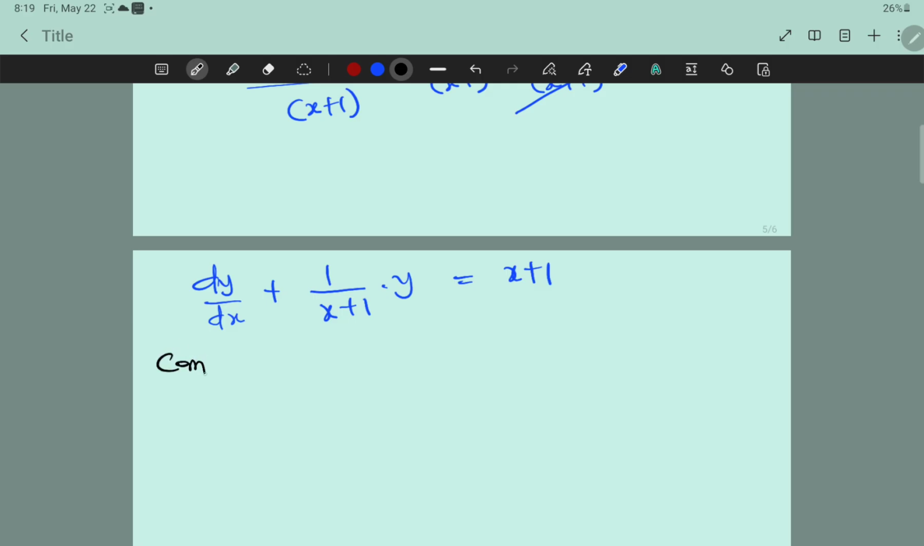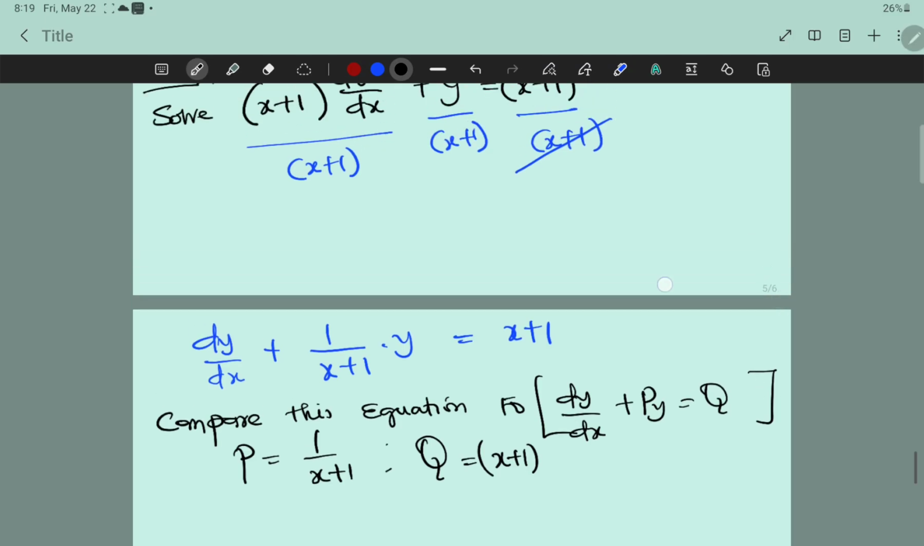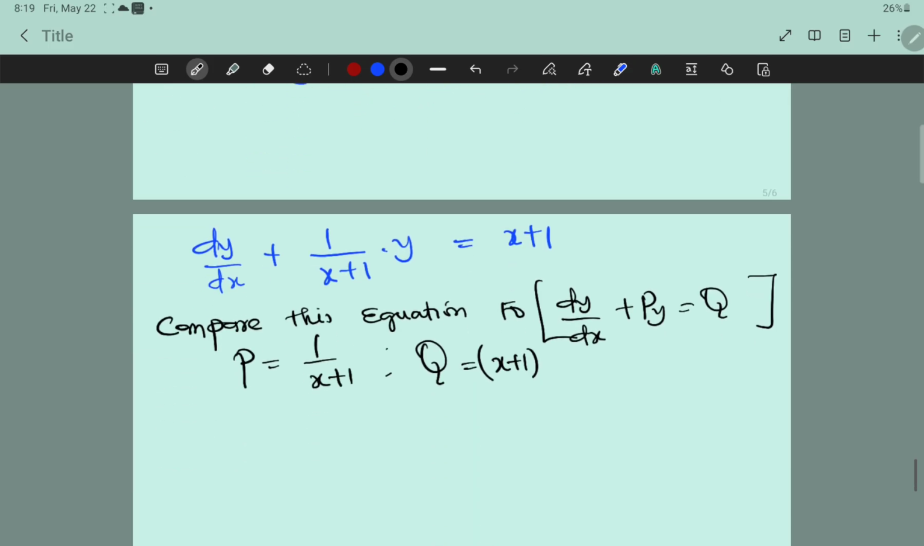Now let's compare. dy over dx plus py is equal to q. Let's compare. It means our p is 1 over x plus 1 and what would our q be? x plus 1. Yeah, x plus 1. Is that not? So that is it. Sorry, it's q. Anyway, let's continue that quickly.